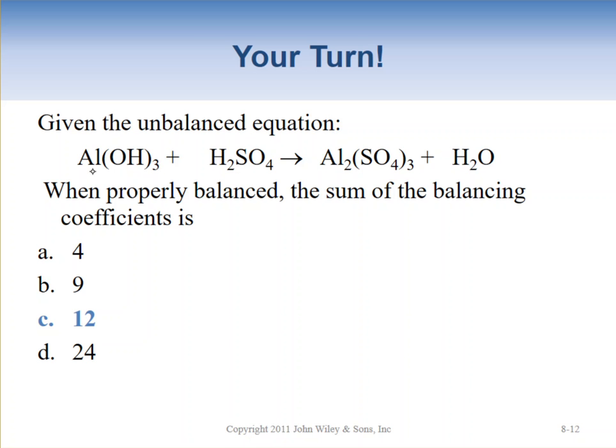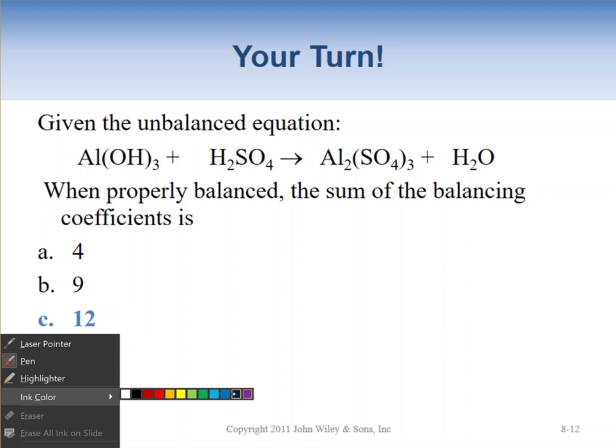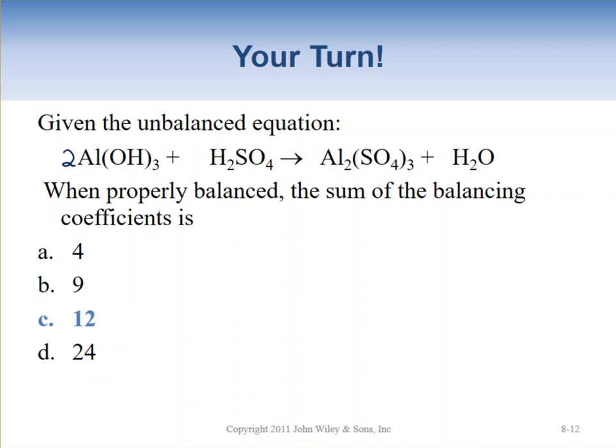So 1 aluminum on the reactant side, you have 2 on the product side, so you're going to need a coefficient of 2 here to balance the number of aluminum atoms. Now you look at the polyatomic ions as a unit. 1 sulfate on the reactant side, you have 3 on the product side, so you're going to need to have 3 sulfuric acid. Now the only thing that's left is oxygen and hydrogen. So let's do the hydrogens first.